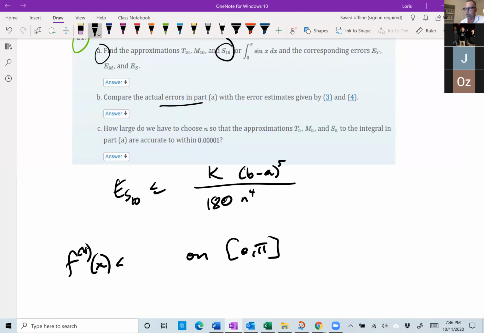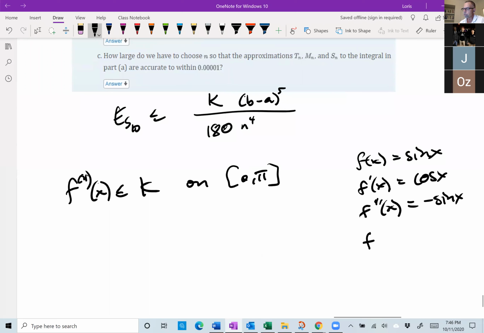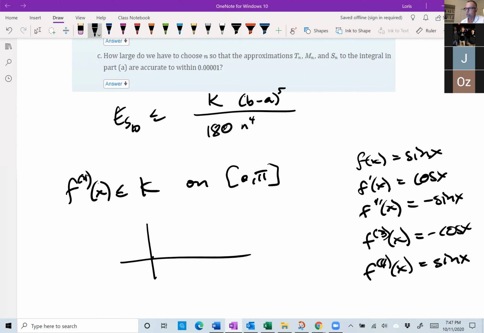So f of x is sine x. You would do this process. f prime of x is cosine x. The second derivative is negative sine x. The third derivative is negative cosine x. And then the fourth derivative is positive sine x again. So the maximum of that is 1, because sine goes between 1 and negative 1. So here's your fourth derivative.